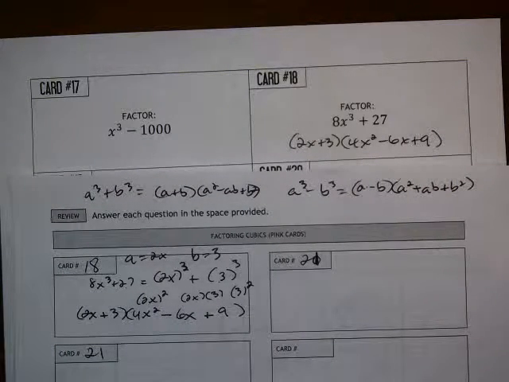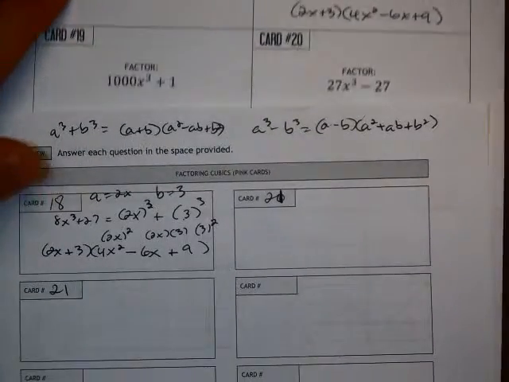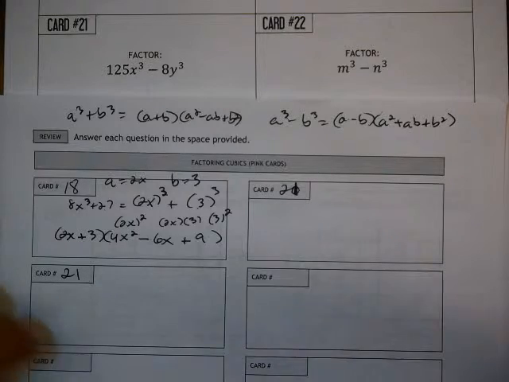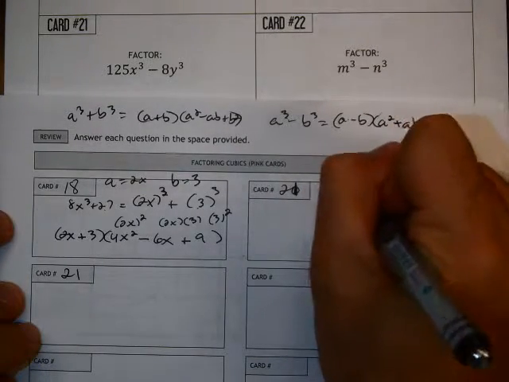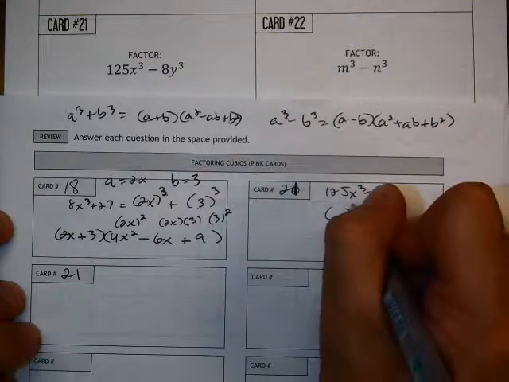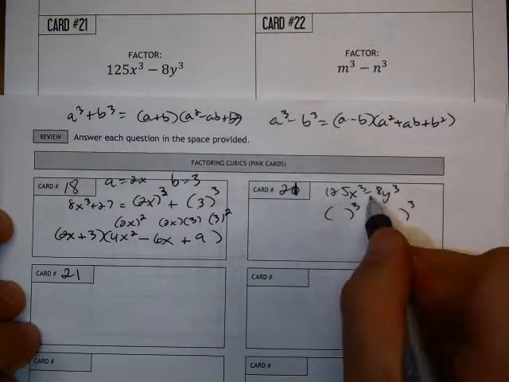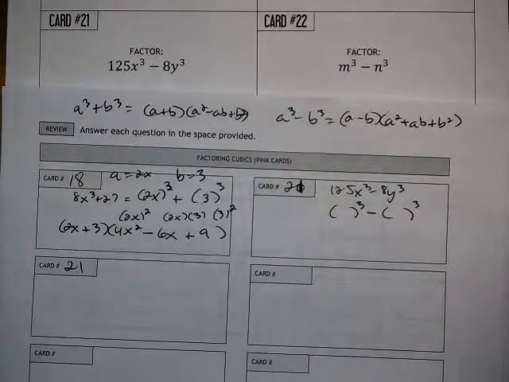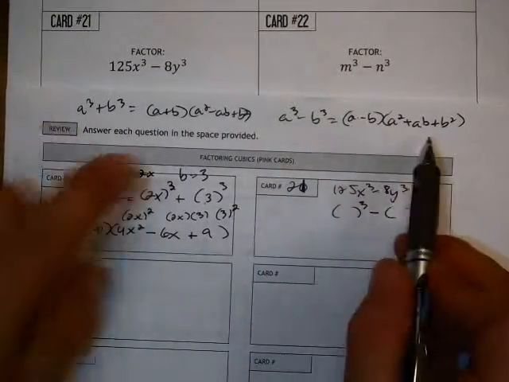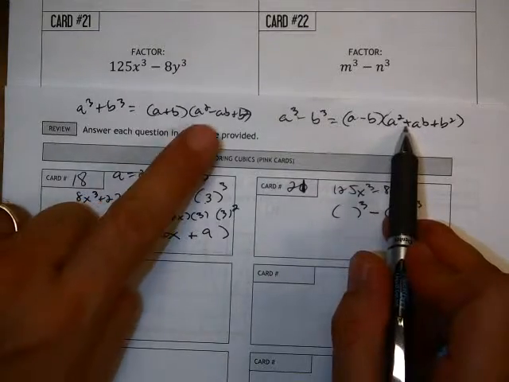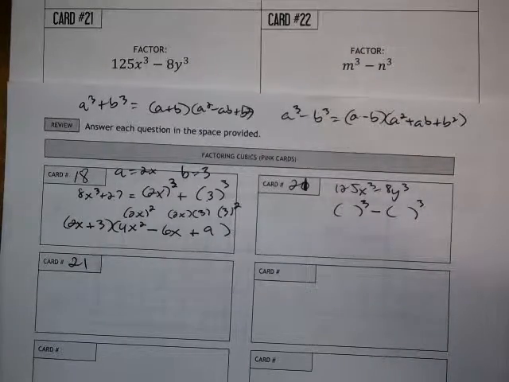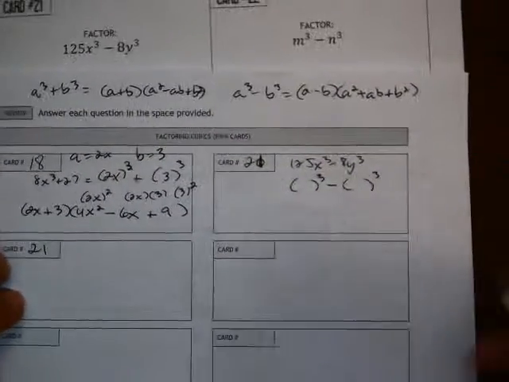Again, I'm also going to look at number 21, which starts right there, 125x cubed minus 8y cubed. Again, I'm going to try to write it as something to the third, something to the third, but this time it's subtraction, so I've got a minus in between, which means I'm using this pattern here. Notice the only difference between these is the sign in the middle. Notice how plus, minus, minus, plus, that's the only thing really changing about all these a's and b's.